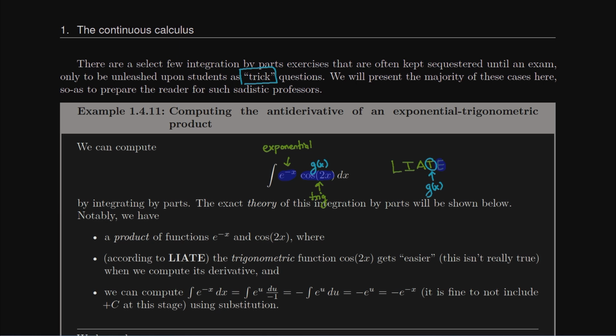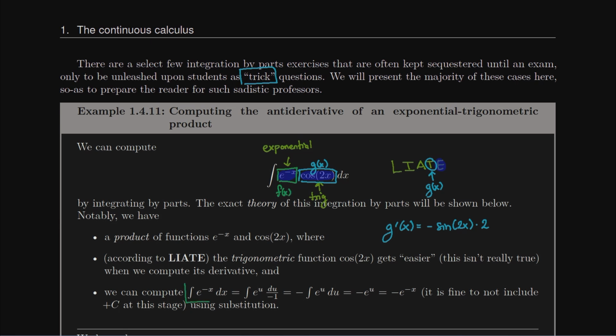Because of LIATE, I'm going to assign cosine of 2x, and it's not too hard to compute its derivative, right? Using the chain rule on cosine, derivative of the outside is negative sine. I'm going to keep the inside the same, and I'm going to multiply by the derivative of the inside. So I have negative 2 sine 2x.